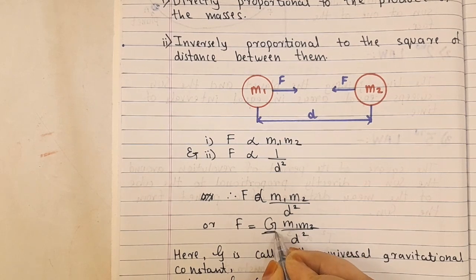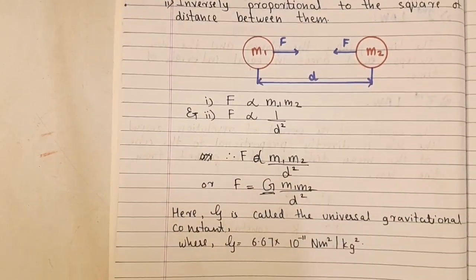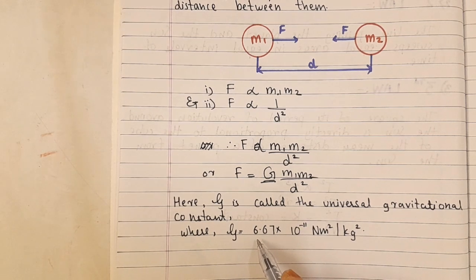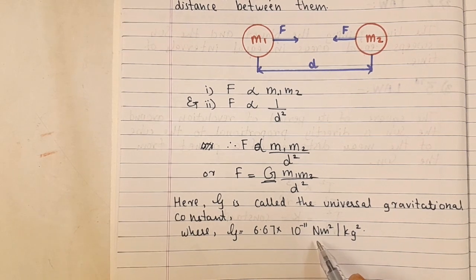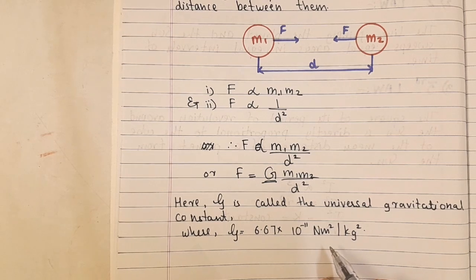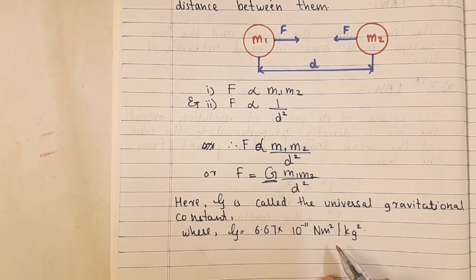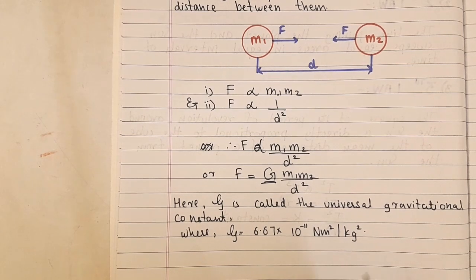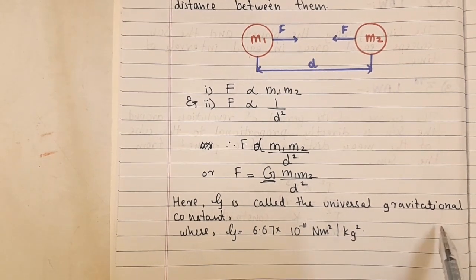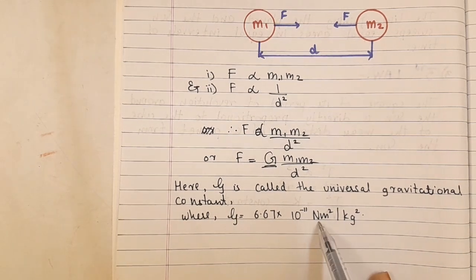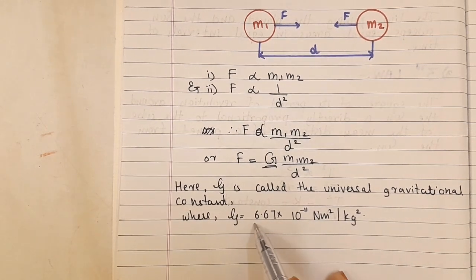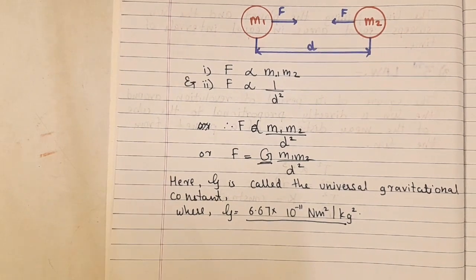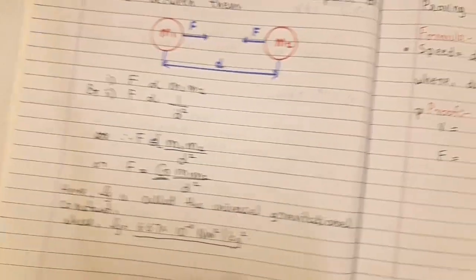Now here, what is G? This G is called the universal gravitational constant, and the value of G is 6.67 into 10 raised to minus 11 Newton meter squared per kilogram squared. This value was measured experimentally by Henry Cavendish. So this is the SI unit and value of G, which is 6.67 into 10 raised to minus 11 Newton meter squared per kg squared.